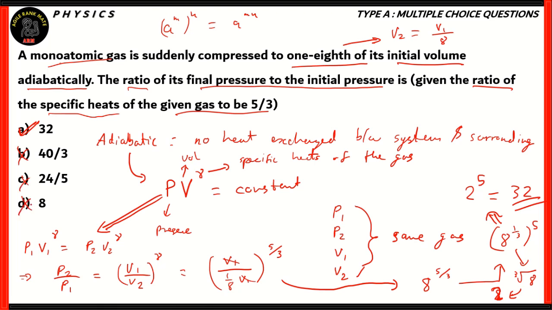The other options are incorrect. So basically for an adiabatic process, this is what we need to remember. PV raised to nu is a constant, which means that we can compare it for the initial case and final case when the monatomic gas is suddenly compressed. So because of that, we can use the volume and the specific heat ratio in order to find the ratio of final pressure to initial pressure as 32. So option A, 32, is the right option.